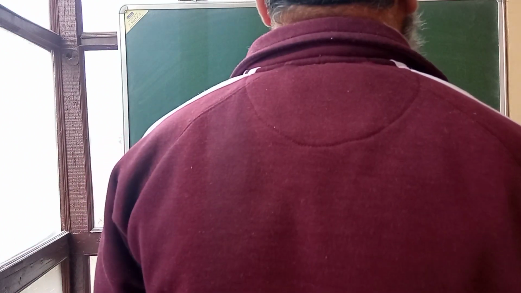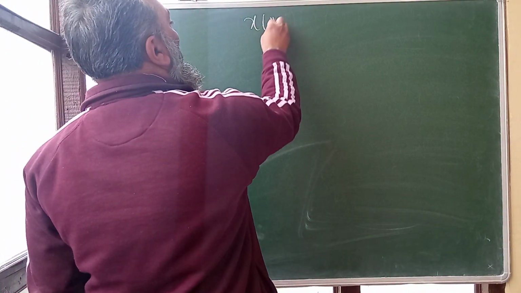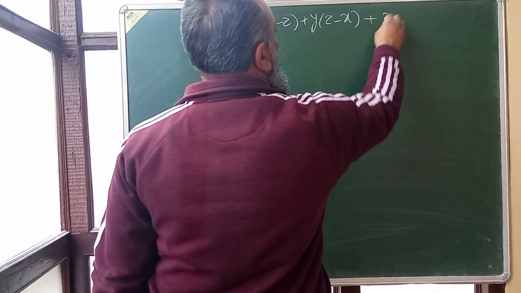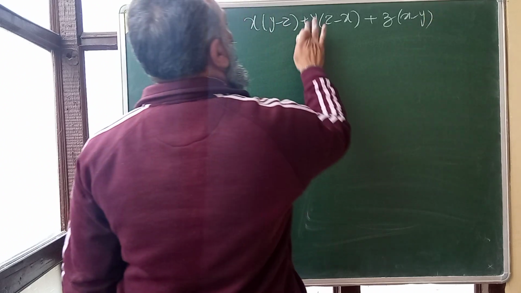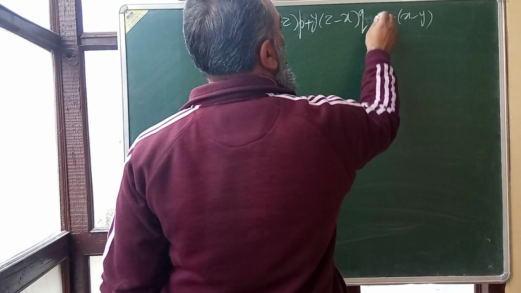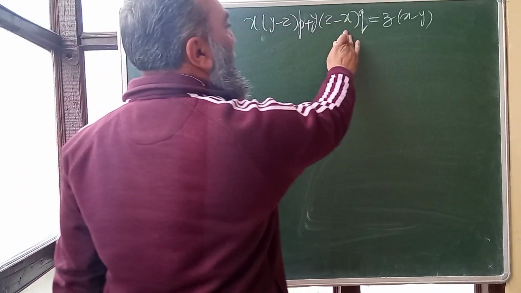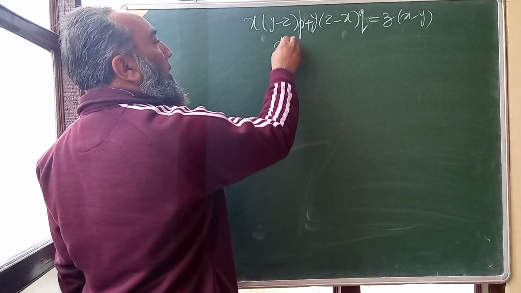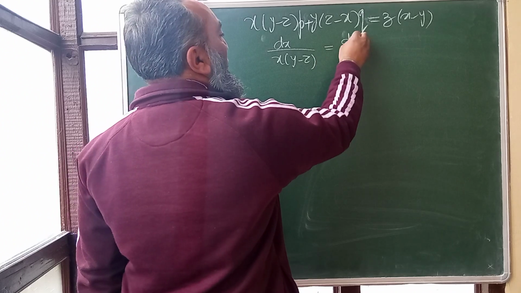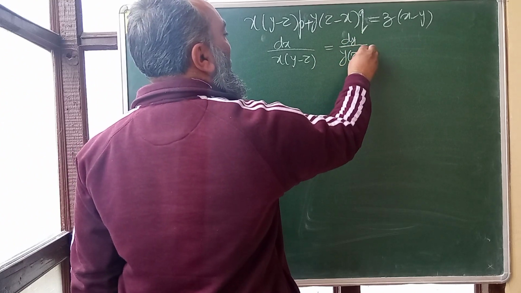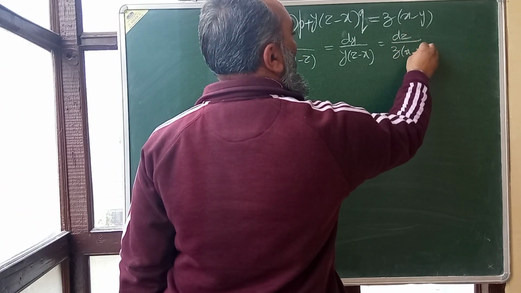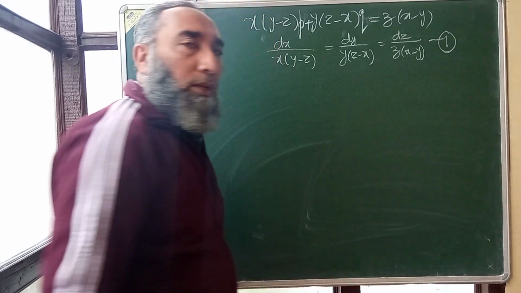let me take up, say, this question you already know. y minus z, z minus x, x minus y. This is P, this is Q, this is R. Pp plus Qq equal to R. The Lagrange's auxiliary equations are dx by P, dy by Q, and dz by R. This is 1. Now this is very easy, you know.